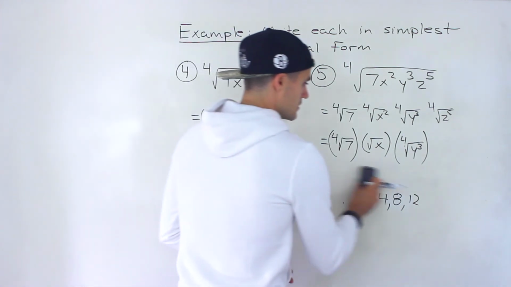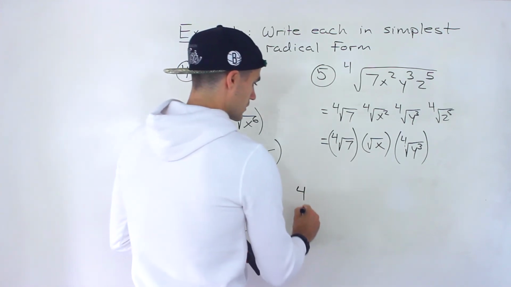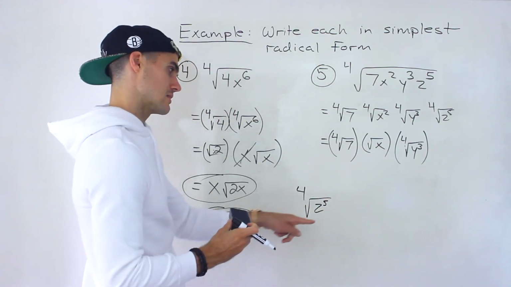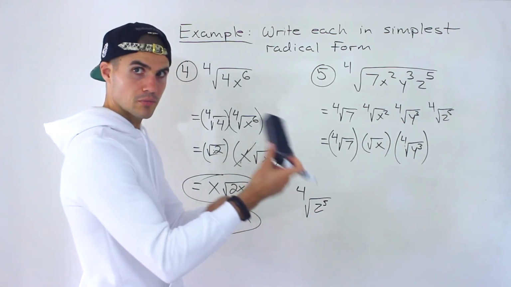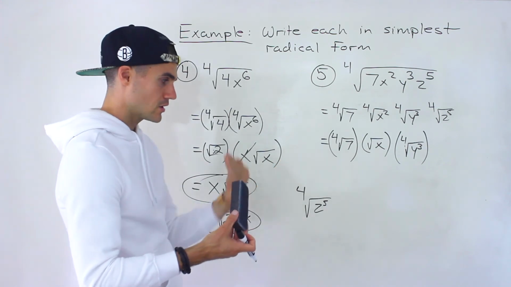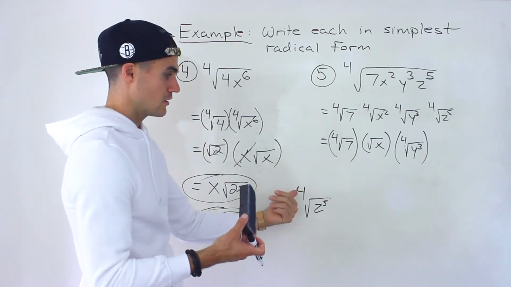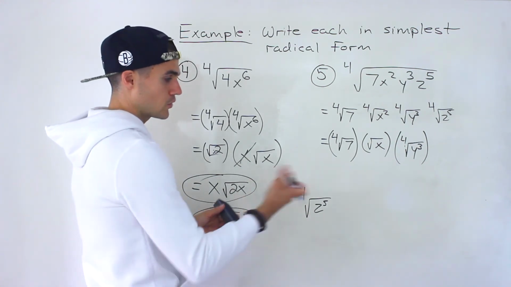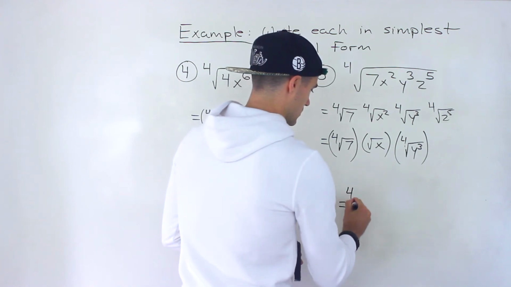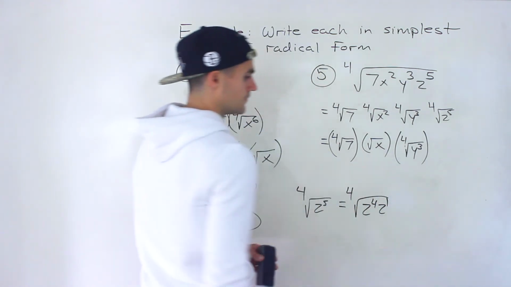And then we have the 4th root of z to the 5. Notice that the 5 is greater than the 4, so we would apply that same process that we did before. What's a number less than or equal to 5 and a multiple of 4? What's the highest number? 4. 8 wouldn't work because it's greater than 5, but 4 works. So we'd have the 4th root of z to the 4, z to the 1, like that.